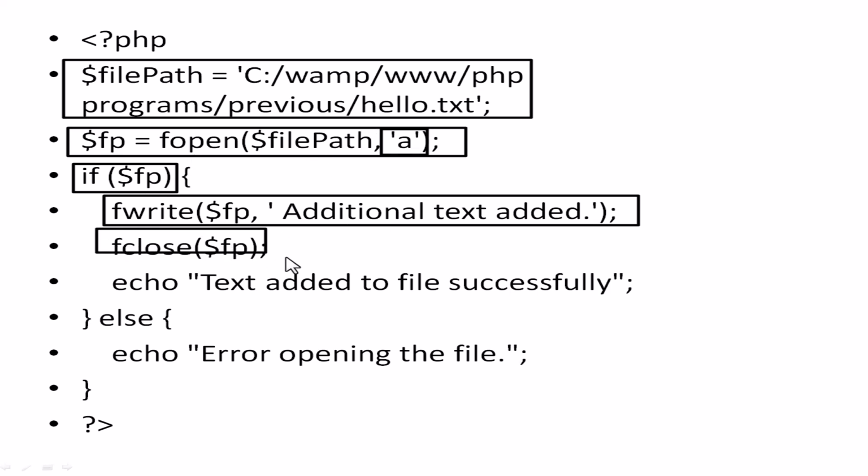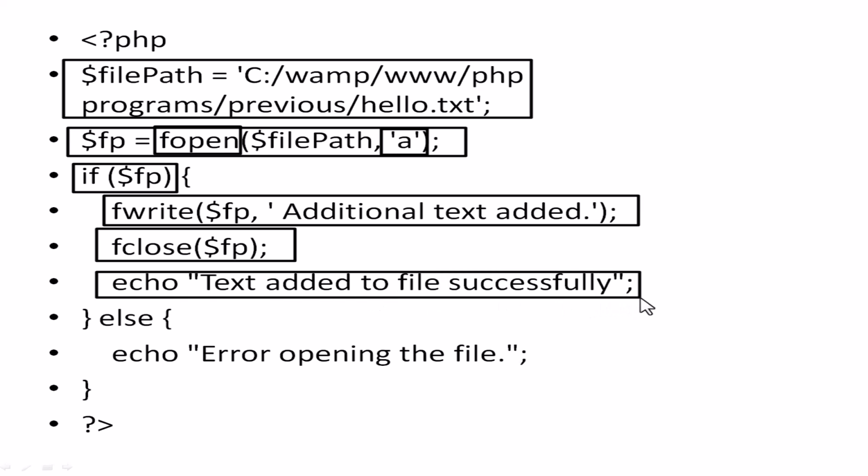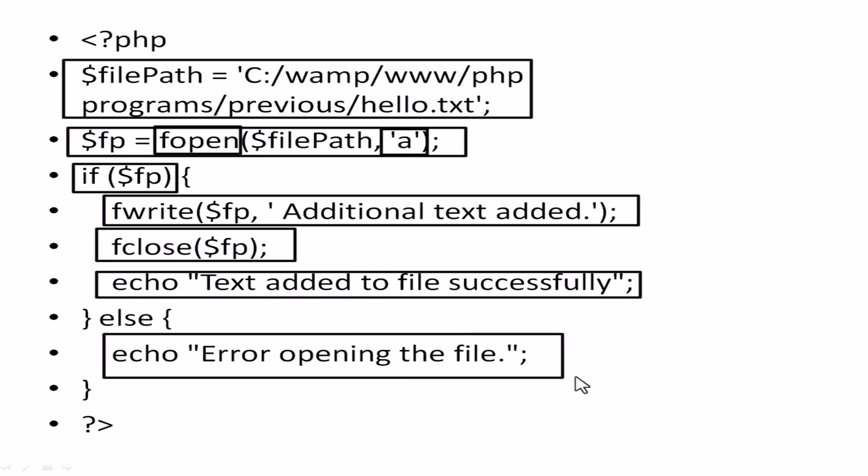Next, fclose fp. You are going to close this operation which was opened by fopen. Here you opened using fopen, and finally you are closing. Then if it is added successfully, it is going to show the message text added successfully, else it is going to show the message error opening the file.